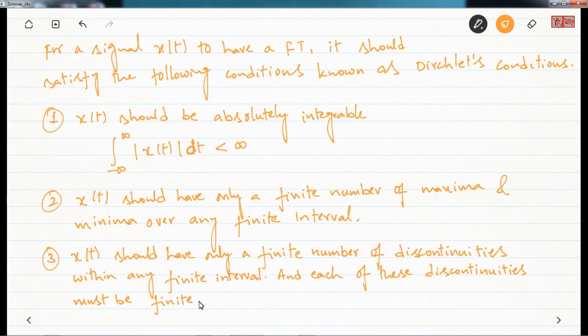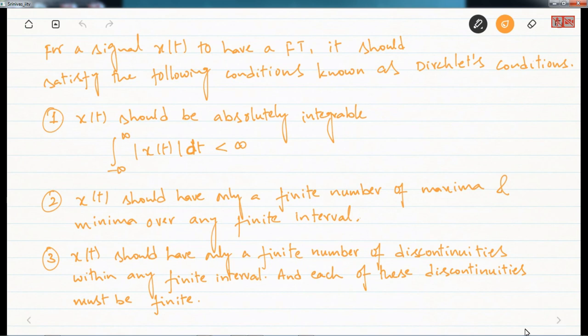So if a signal x of t satisfies all the three conditions, then it is guaranteed to have a Fourier transform, right? And in fact, these are the very famous set of conditions, Dirichlet's conditions. As you know, for undergraduates, for BTech students, this forms one of the most important topics in Fourier transforms or Fourier series. So these Dirichlet's conditions, and then in fact there is one more equivalent condition.